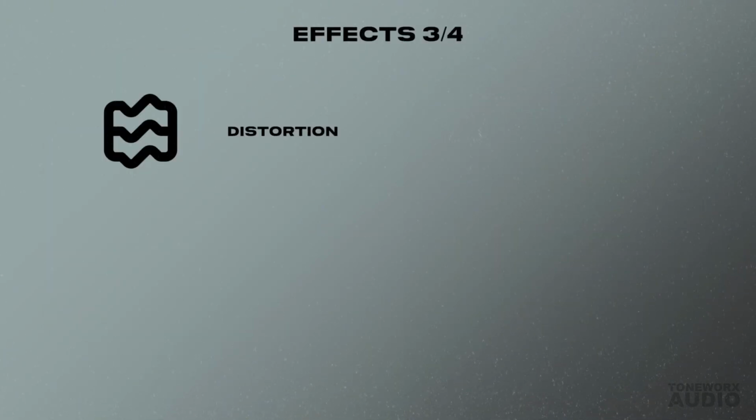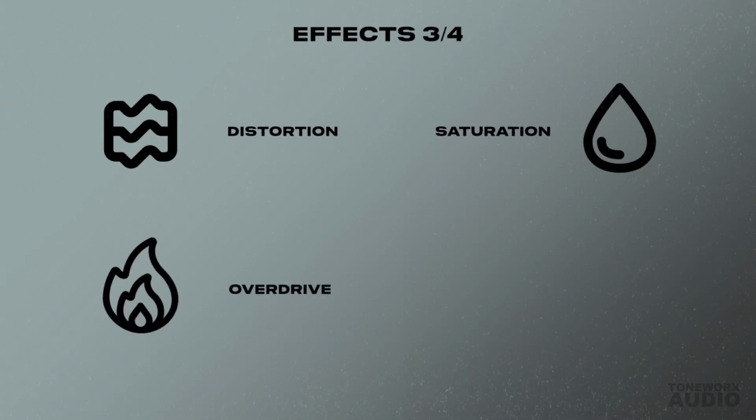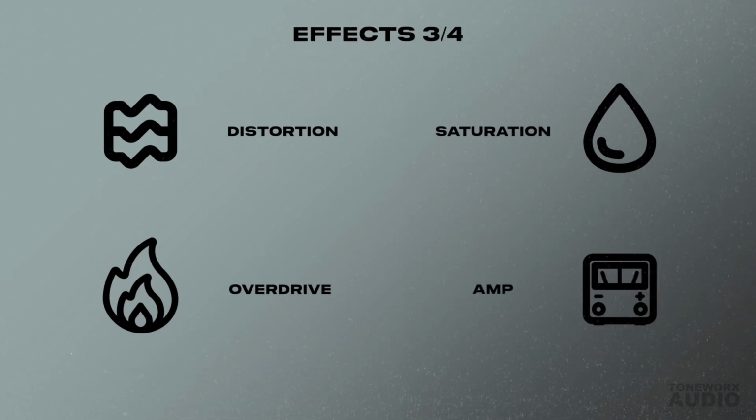In the third section, the icon for the distortion effect is in the top left, and the saturation effect is placed in the top right. At the bottom left, you'll see the icon for the overdrive effect, and at the bottom right, the icon for the AMP effect. Now, let's go through their functions and see how the control sliders shape the sound.